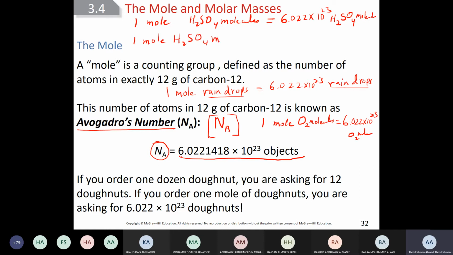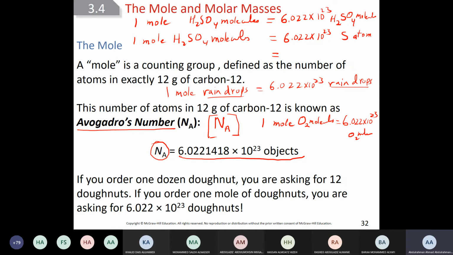Now, if I still have 1 mole of H2SO4 molecules, how many S atoms are there? 6.022 times 10 to the power of 23. Is this clear? Yes, just a second. I did not finish. Let me finish and then ask me.